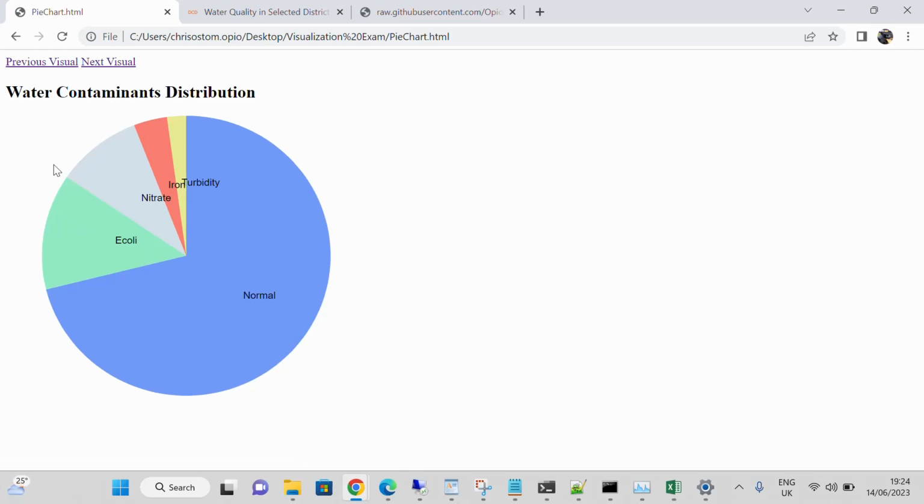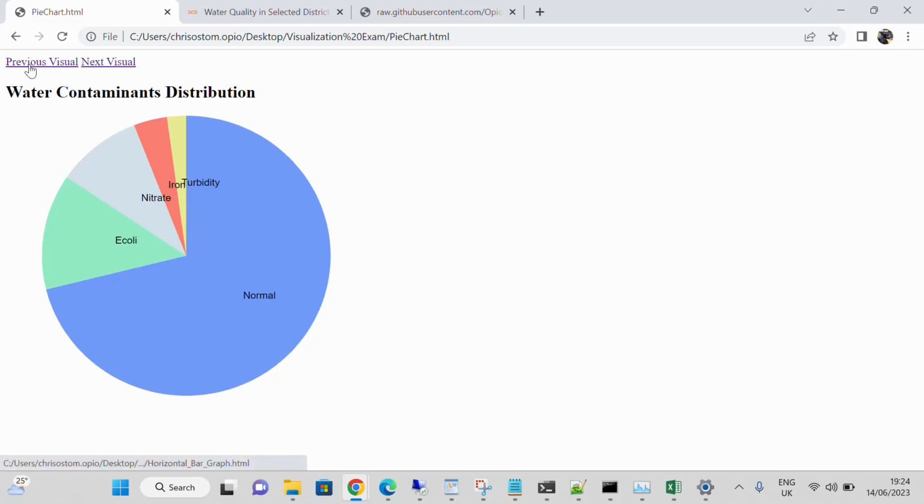So this pie chart also shows the distribution of the water contaminants. You find majority of the water sources were normal. In other words, they didn't find any of these contaminants in them. However, the green one shows the proportion of E. coli. The gray one shows the proportion of nitrate. The red one shows the proportion of iron, and the yellow one shows the proportion of turbidity.